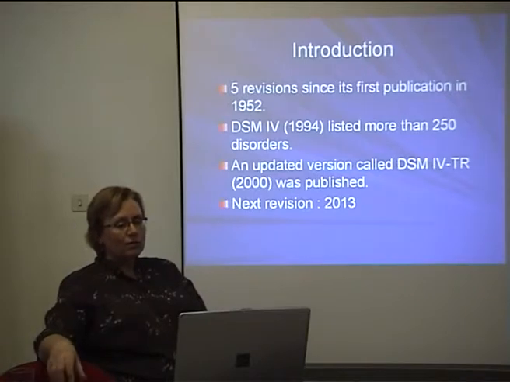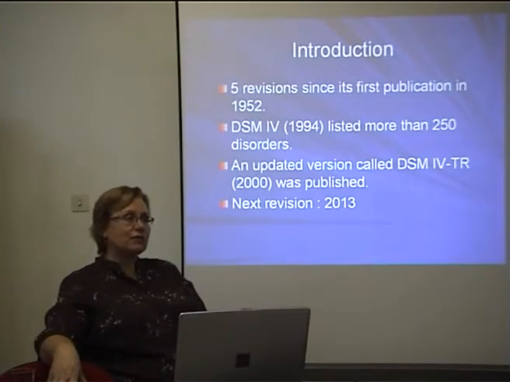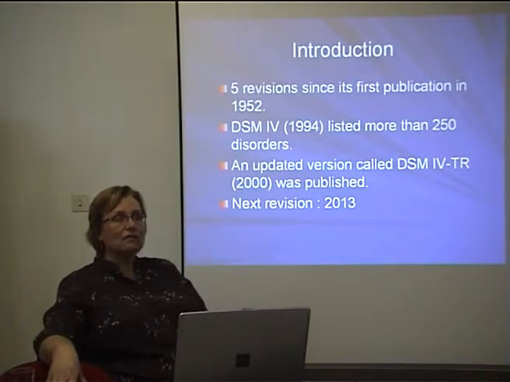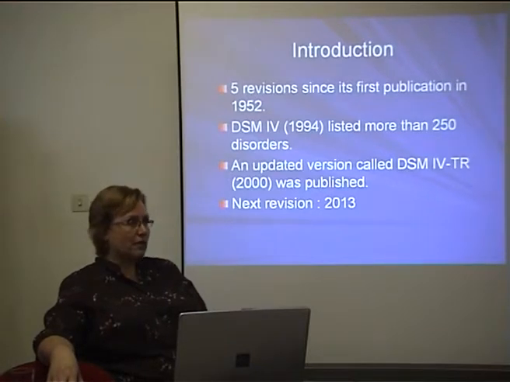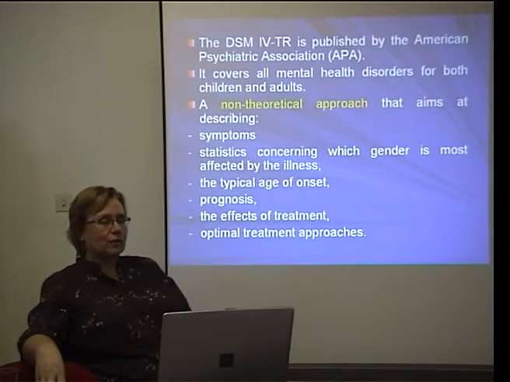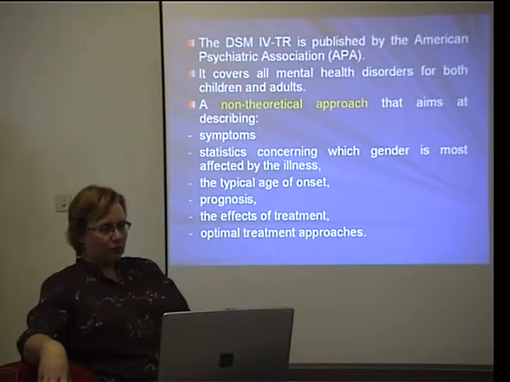And now, the most recent version is called the DSM-4-TR, which stands for Text Revision. It was published in the year 2000, and again by the American Psychiatric Association. And fortunately for students who are listening, there will not be another revision until its anticipated 2013. This manual, as I said, was published by the American Psychiatric Association, which is abbreviated as the APA. It covers all mental health disorders for both children and adults.